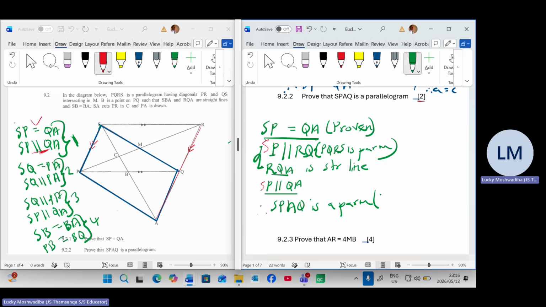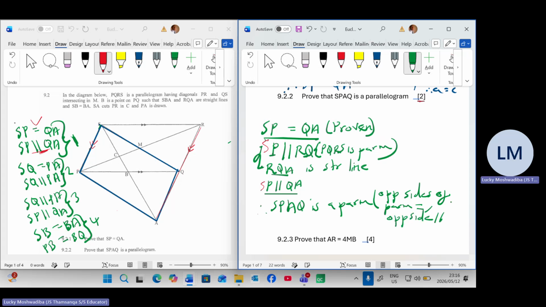The property that we have used here, we've used opposite sides of a parallelogram. What else did we use? We also used opposite sides of a parallelogram are equal, and that also opposite sides are parallel. That's what we have used, yes. You can just write opposite sides of PAM. I think that will be accepted.